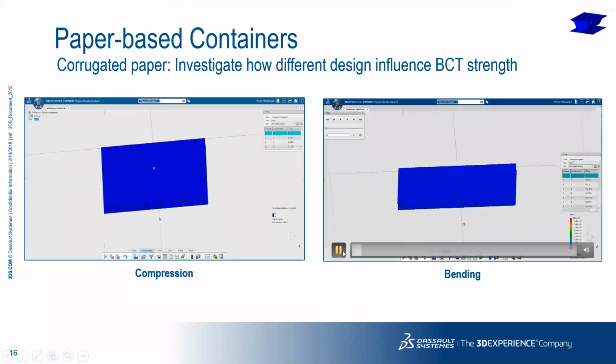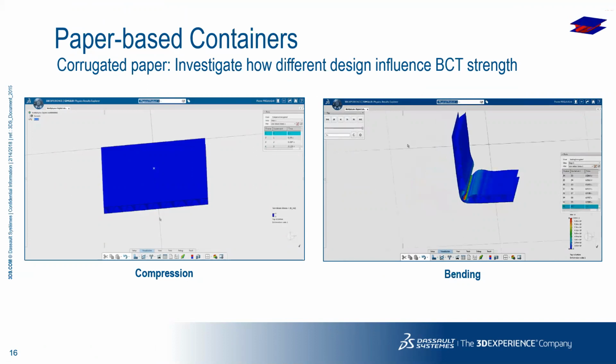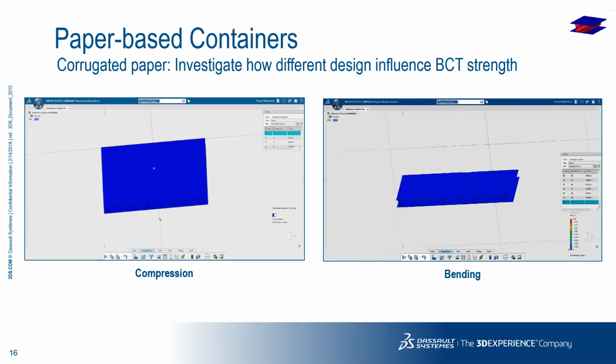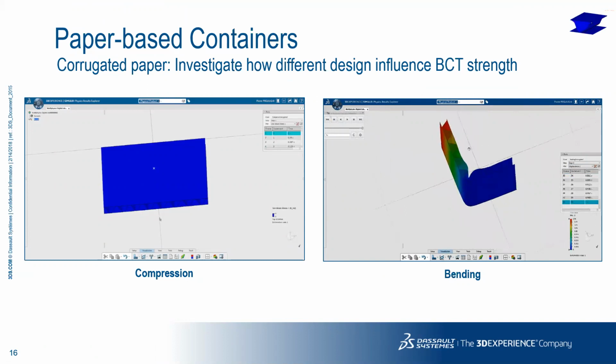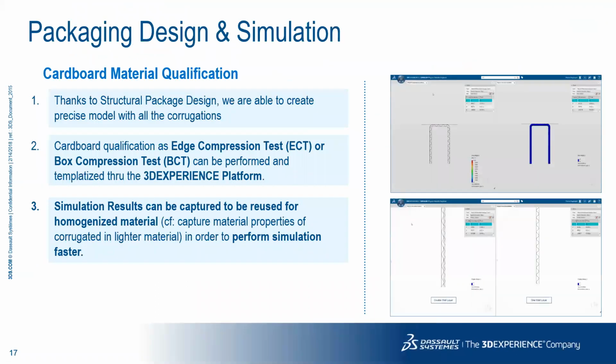Once you do that for paperboard containers, the two crucial tests are the compression test and the bending test. This is an example of the bending test. You need to be able to model the corrugations and optimize the number of layers. That's something which can be explored virtually. Is just one corrugation layer enough? Do we need multiple corrugation layers, and so forth?